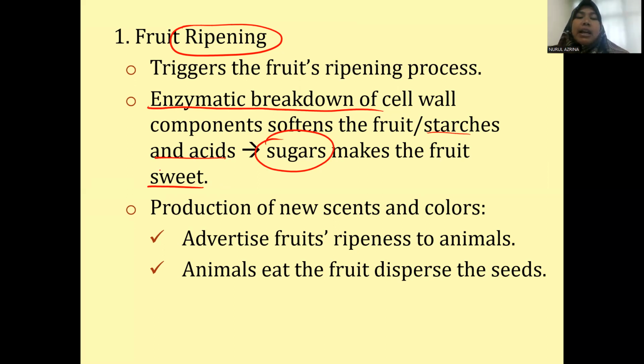Apart from that, ethylene also helps in the production of new scents and also color. Okay, so ethylene promotes production of scent and also color. So the new nice smell and color will actually advertise the fruit to animals, right? So as animals eat the fruit, they will disperse the seed, okay? Sorry, I'm coughing.